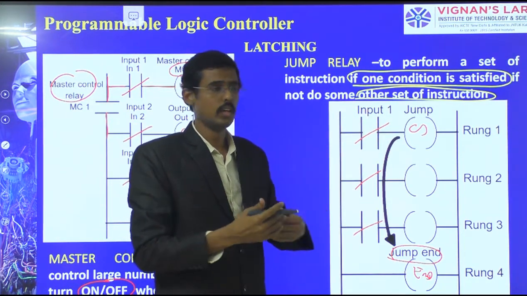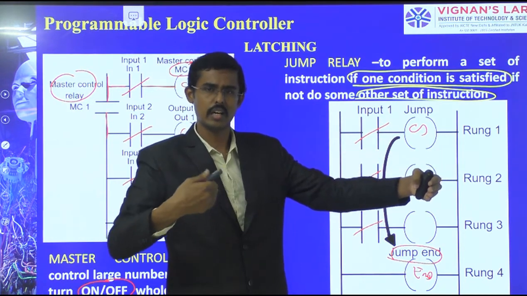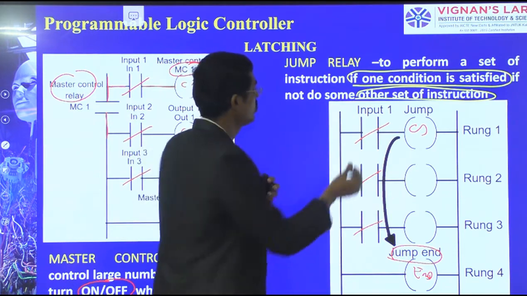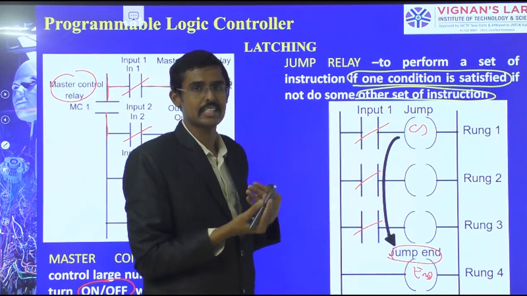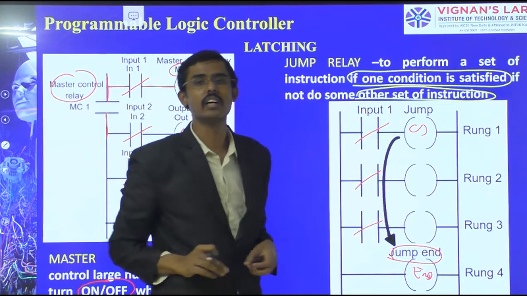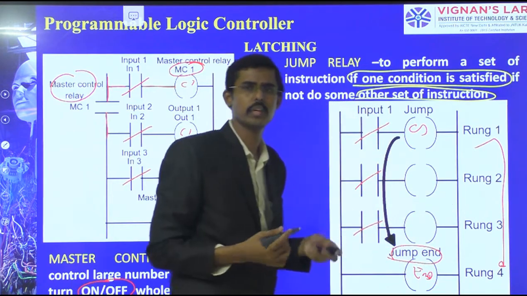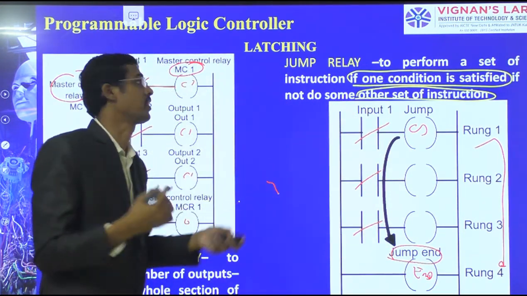When the lorry is full, after the 10 assembling points, we have one sensor at the end. This sensor activates input 1, and therefore we understand that input 1 is done, and from there it jumps to the end rung. So from rung 1, I am going to rung 4. Likewise, we can use the jump functions.